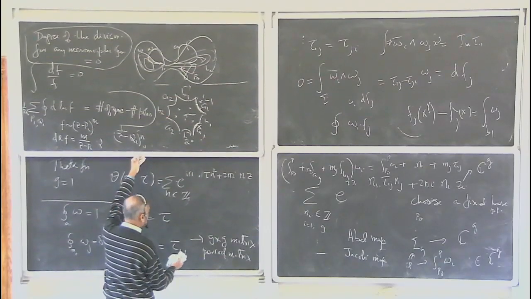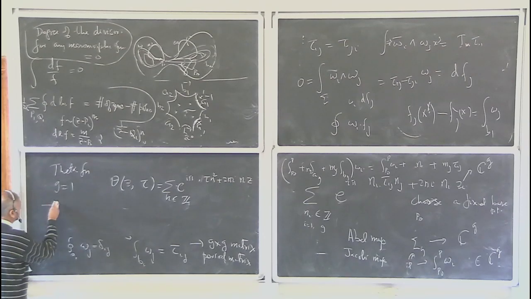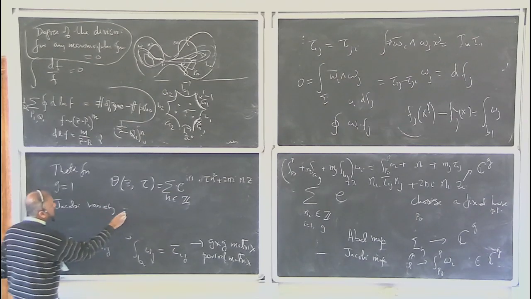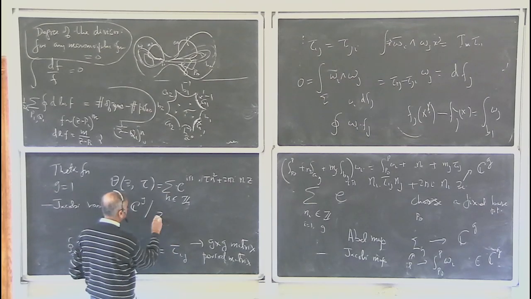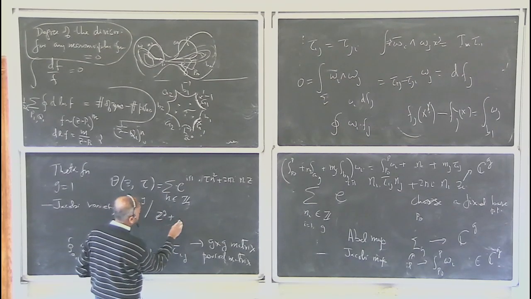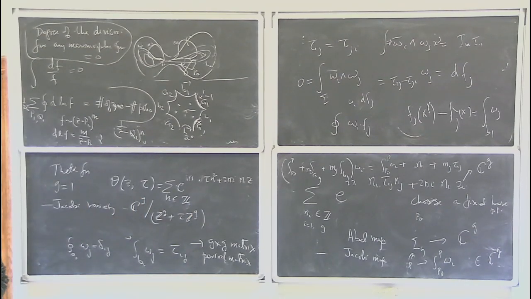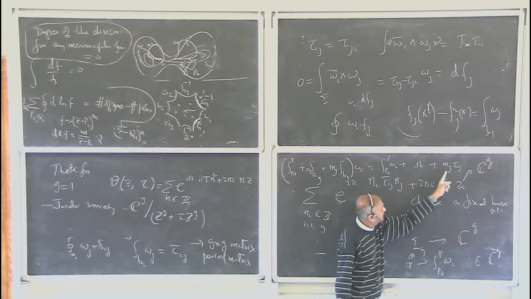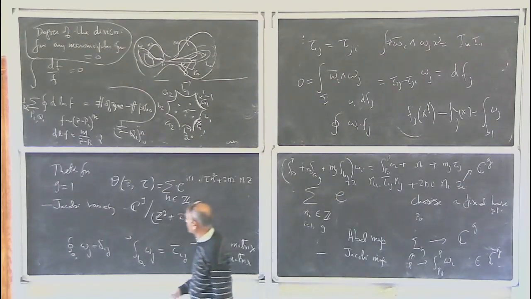So the Jacobi variety is simply C^g modded out by Z^g plus tau Z^g. I hope this notation is clear. One is g integers, and the other is g integers multiplied by tau. That's what that notation means. You identify, and that's the Jacobi variety.